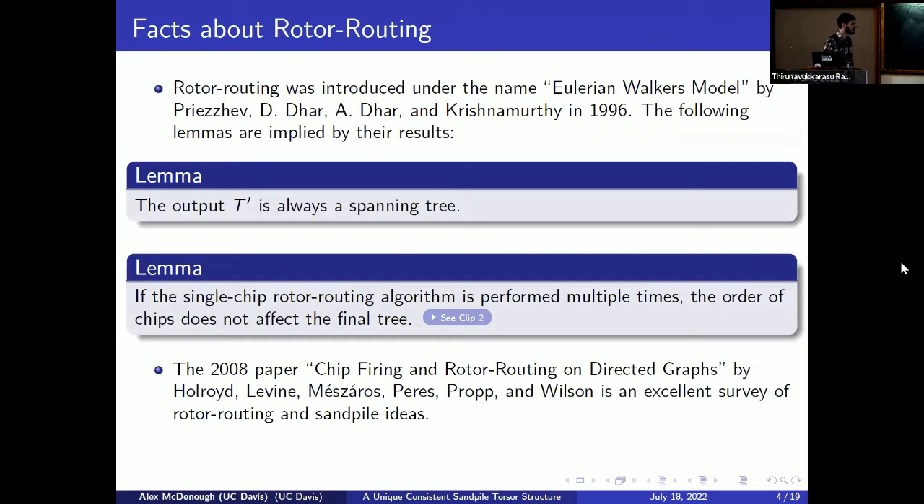So some facts about rotor routing. This was originally called the Eulerian walkers model. And the perspective was a little bit different, but some results that are implied is, first of all, the final output is always a spanning tree. Even though in the middle of the algorithm you don't necessarily have spanning trees, as you saw, you're always going to end with a spanning tree.